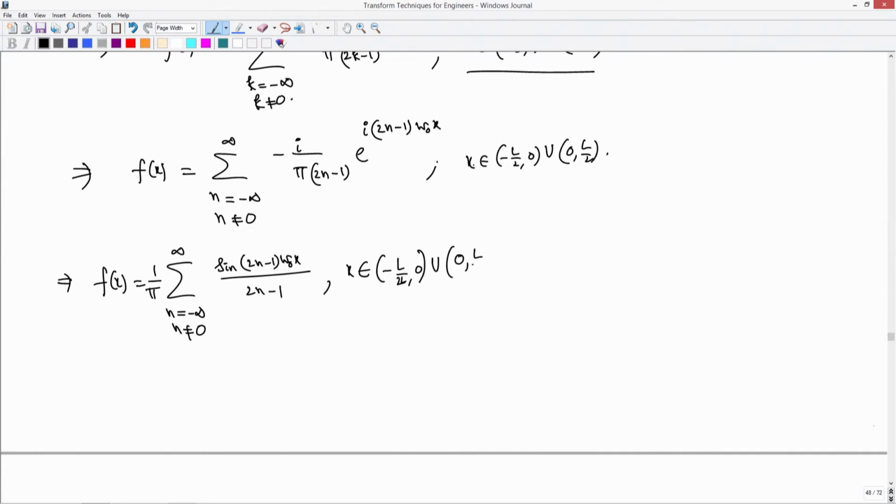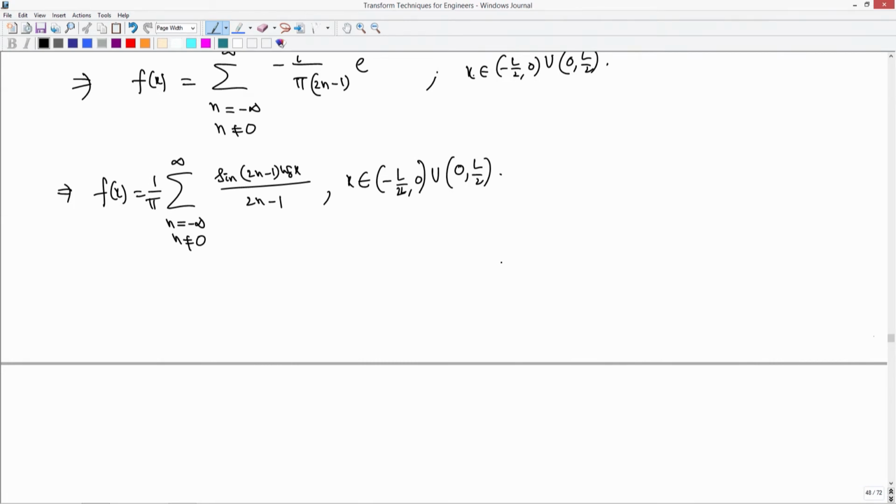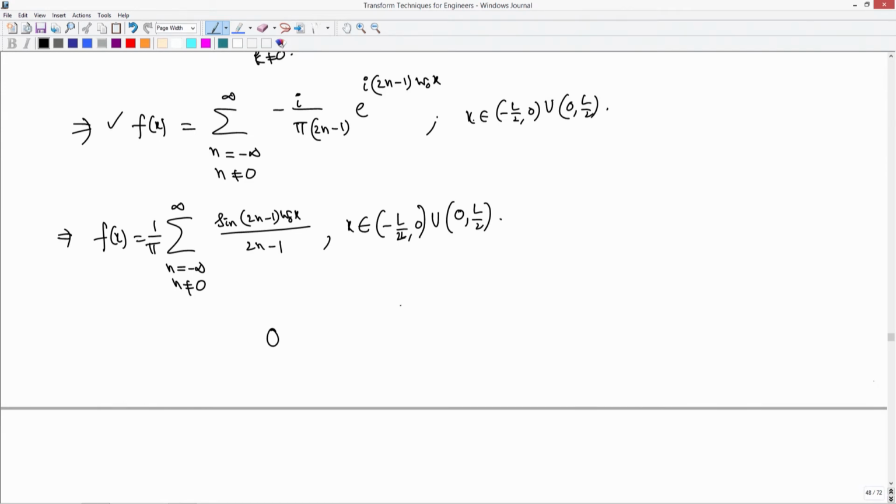Union the open interval, this one. So what happens, there is another part, that is the imaginary part. If you equate the real part, now you equate the imaginary part in this equality, what you get is 0 equal to sigma n from minus infinity to infinity, n not equal to 0, and the imaginary part is minus 1 by pi, 1 by 2n minus 1, and this is cos of (2n minus 1) w naught x, where w naught is 2 pi by L.